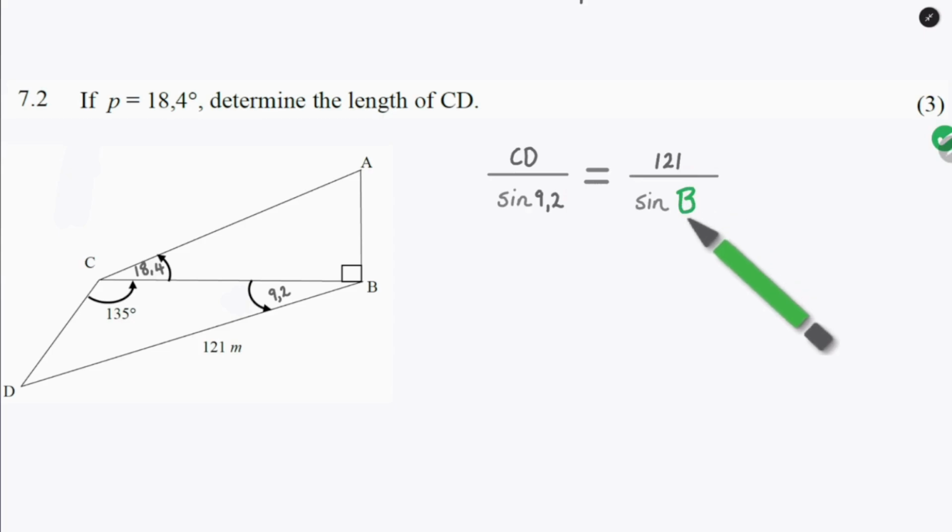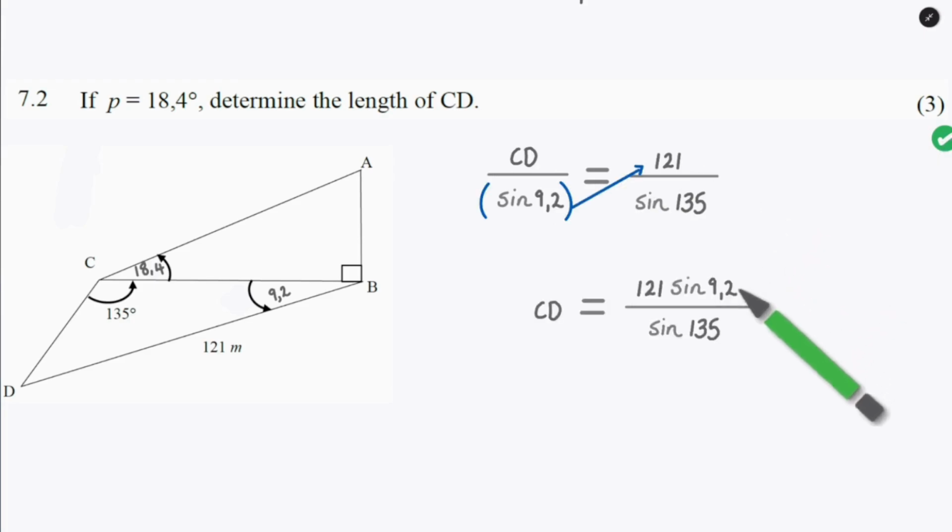And then angle B is the angle across from that 121. If I go across from there, it's the 135. So that's going to get filled in over here. Now, once I've filled everything in, my mission is to get CD by itself. So we're just going to cross multiply the sine of 9.2 up to the top over there, like so. Once I do that, I'm just going to get CD equals this mess. And then that mess goes straight on the calculator.